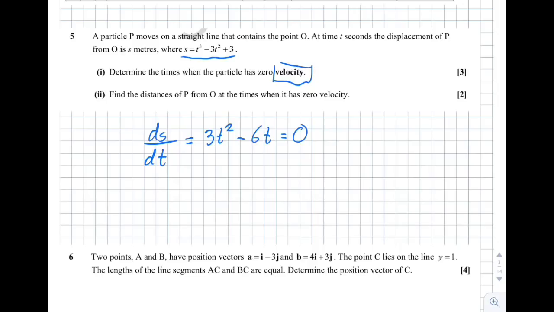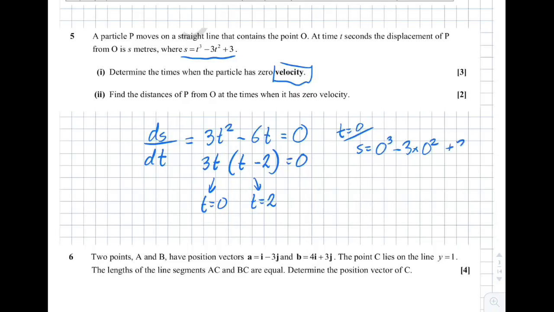All right, so now if we try and solve this equation, we can actually just factorise out 3t, and then we'll have t minus 2 in the brackets. So either t equals 0 from there, or t equals 2 from that bracket. Okay, find the distances of P from O when it has 0 velocity. So what we need to do now is sub these numbers into s and see what we get. So when t equals 0, if we sub it in, we've got s equals 0 cubed minus 3 times 0 squared plus 3. So the answer is just 3.